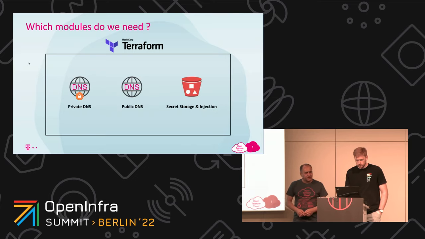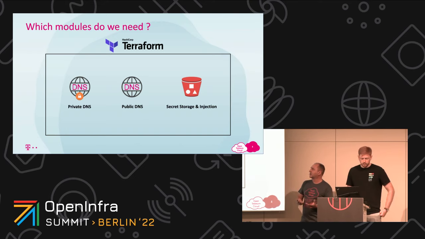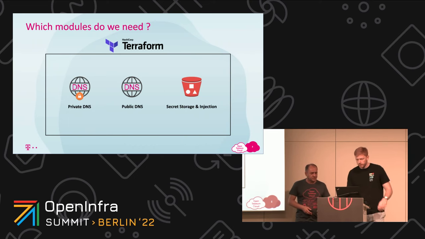So next slide, please. We also use a private DNS zone for our services inside our VPC. And for accessing from outside, we also use a public DNS, both services from Open Telekom Cloud. And for this showcase, we also use a bucket of our object storage service, where we store the secrets for this demonstration and use them for some injections to make this all possible in half an hour. Yeah, thank you very much, Uli.